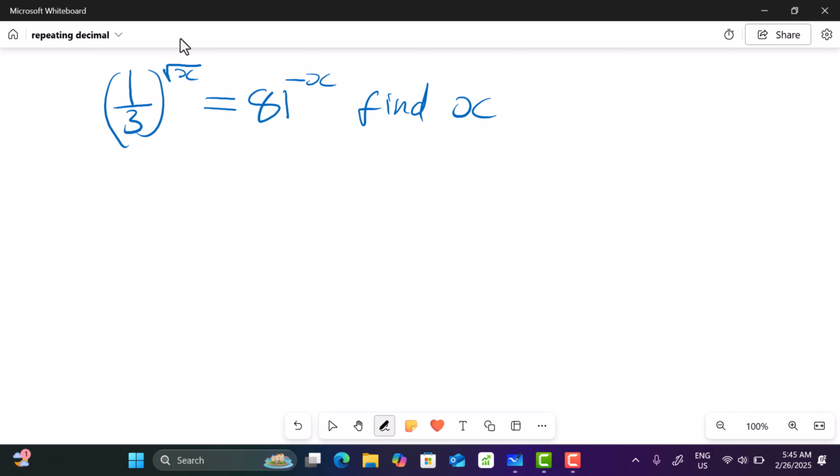Okay, this is the exponent concept. To find the value of x, we have to remember the exponent. So what you do here is (1/3)^(root x) is equal to 81. You do this by prime factorization of 81.